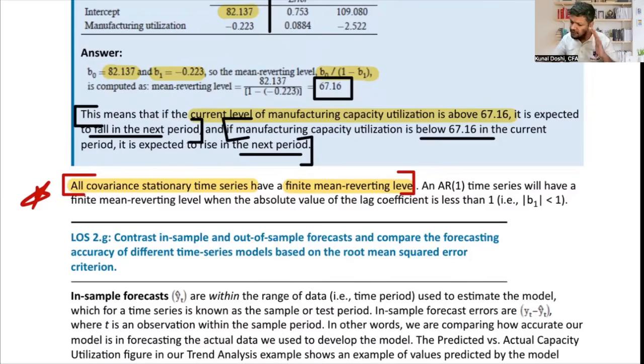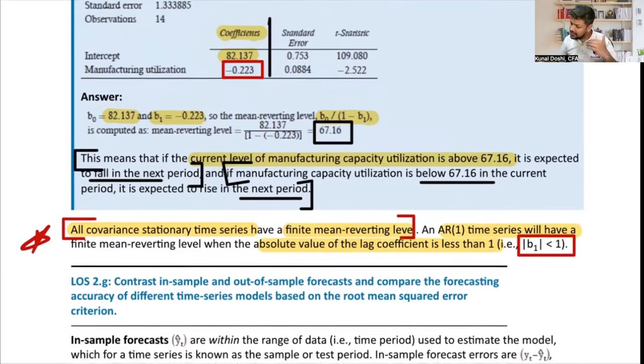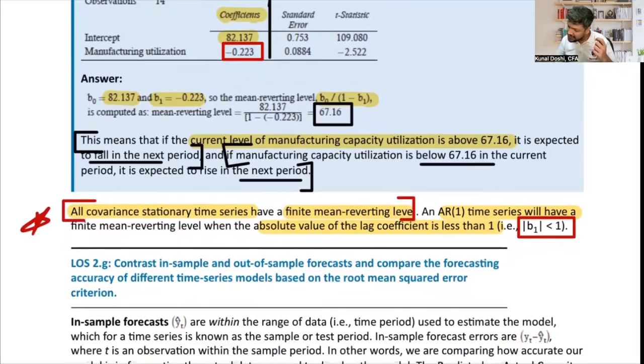They've provided some additional information which you don't need, honestly. An AR1 time series will have a finite mean reverting level when the absolute value of the lag coefficient is less than 1. Absolute value means ignore the sign. So if you ignore the sign, whenever the B1 is below 1, then they are saying that the AR1 time series will have a finite mean reverting level. This is extra information, you can skip it.